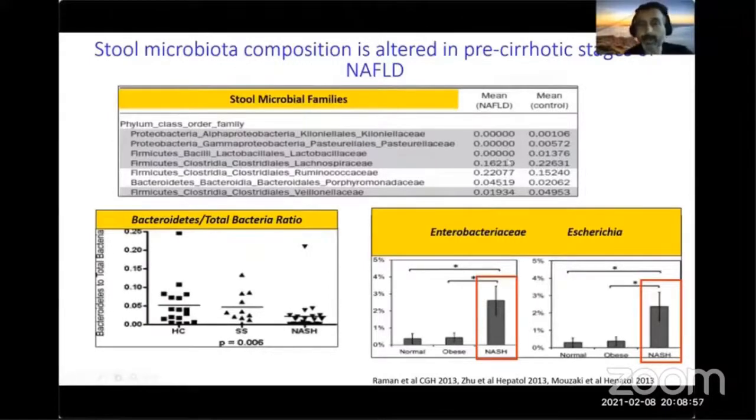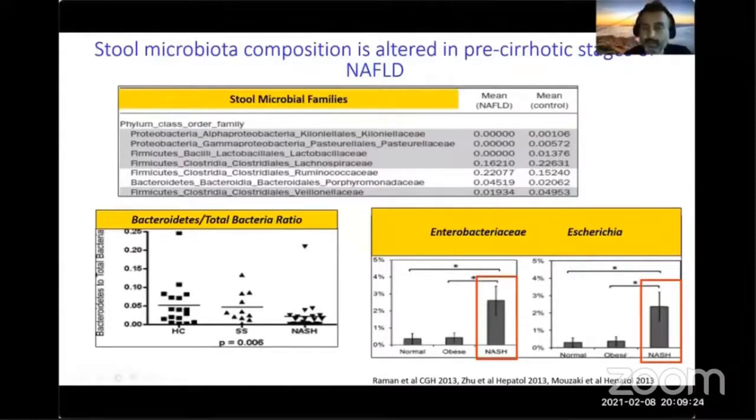These can be associated with negative outcomes in certain other conditions. In this bottom right, you can see Enterobacteriaceae and specifically the species Escherichia. You have normal patients, which means neither obese nor NASH, obese patients without NASH, and NASH patients. And you can see Enterobacteriaceae, which is the family that contains E. coli, Klebsiella, etc., has the highest relative abundance in NASH patients.